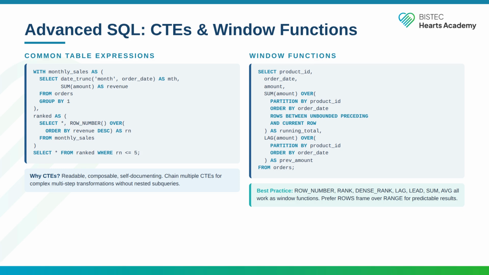Other frequently used window functions include ROW_NUMBER, RANK, DENSE_RANK, and LEAD. One important note: prefer the ROWS frame over the RANGE frame. ROWS gives you predictable results by counting actual rows, while RANGE can behave unexpectedly with duplicate values.